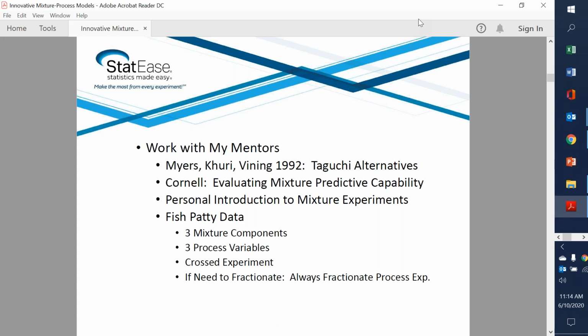A very famous data set for John was his fish patty data. Apparently it's the Burger King Whaler sandwich. So it was a mixture of 3 different types of fish and 3 different process variables. And the idea was how to come up with a mixture of the fish that would be robust to having teenagers fry it at Burger King. And it's a crossed experiment.